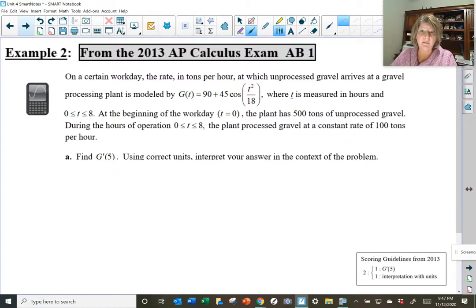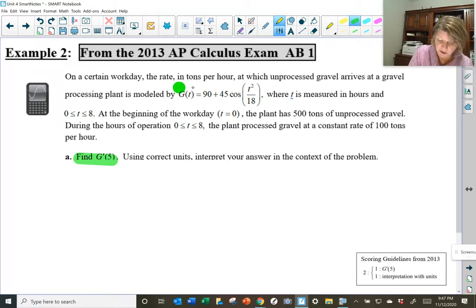That is jam-packed with information. So I would probably end up rereading it to get more meaning out of it. And this problem probably had 4 parts to it. We're going to try and tackle the first part. Find G prime of 5. Using correct units, interpret your answer in context to the problem.